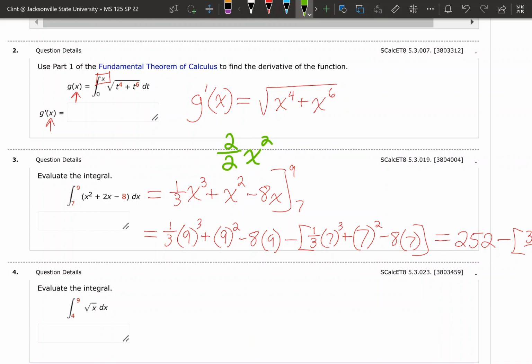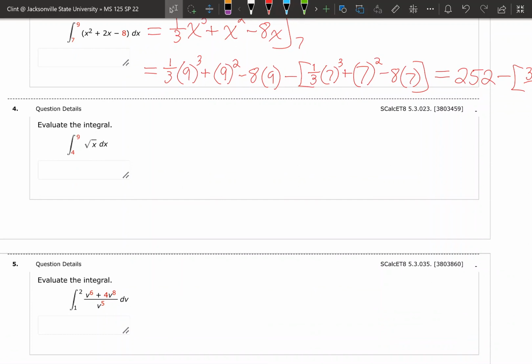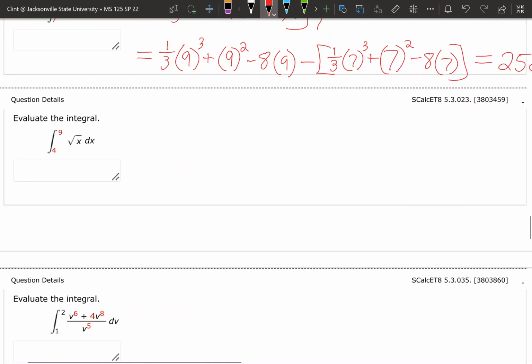Other questions on that one? Good on it. Okay. 4, we've seen a few times. Just a little bit here. So I'm just going to rewrite it as x to the 1/2. Make it easier for us to get an antiderivative.